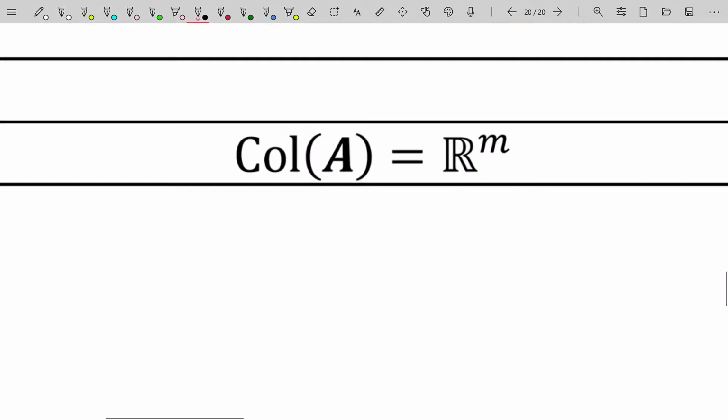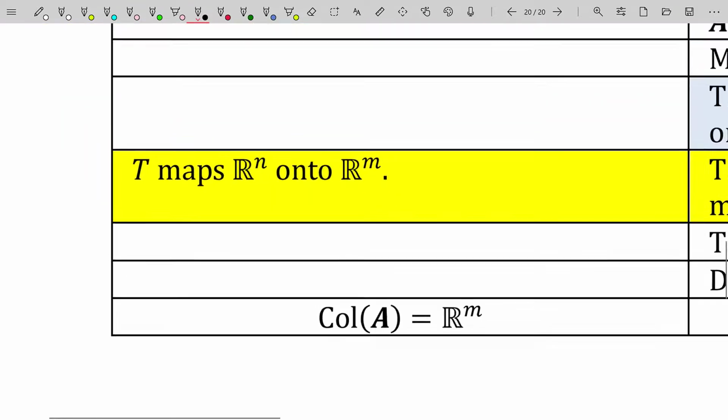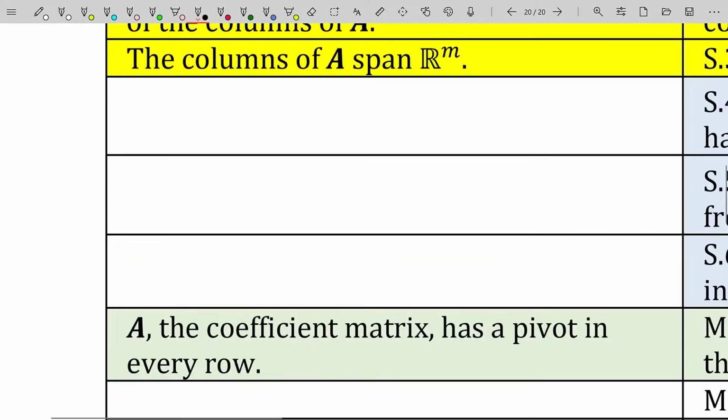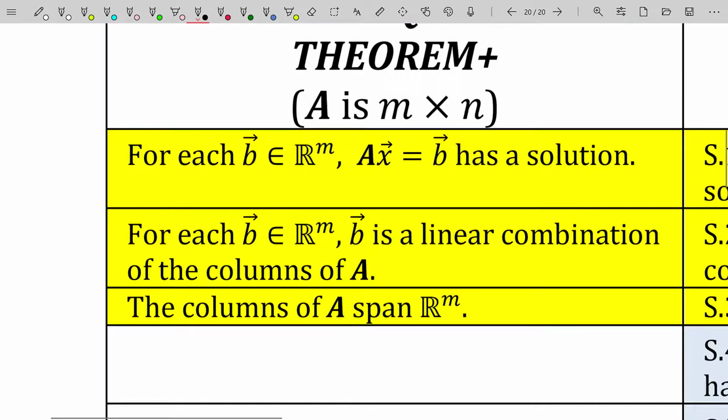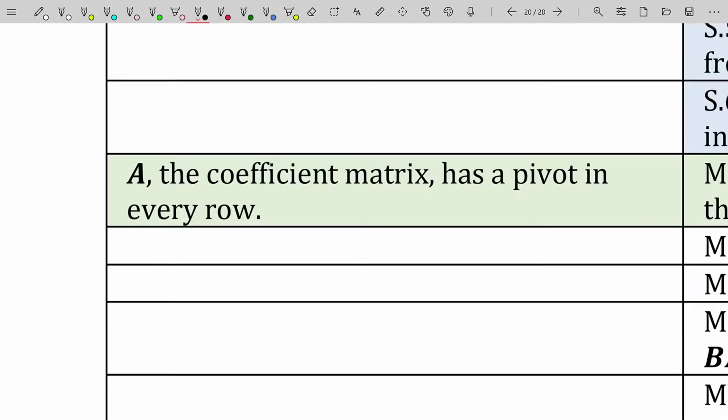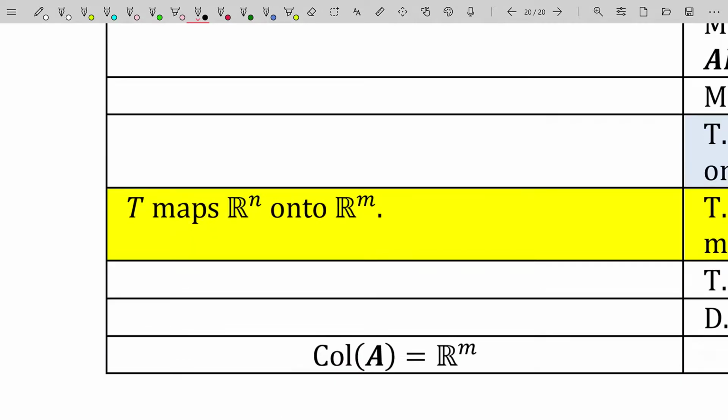For the existence equivalence theorem plus, the column space of A is Rm, implies everything in this column here. That for each b in Rm, Ax equals b has a solution. For each b in Rm, b is a linear combination of the columns of A. The columns of A span Rm. A has a pivot in every row. The transformation maps Rn onto Rm.